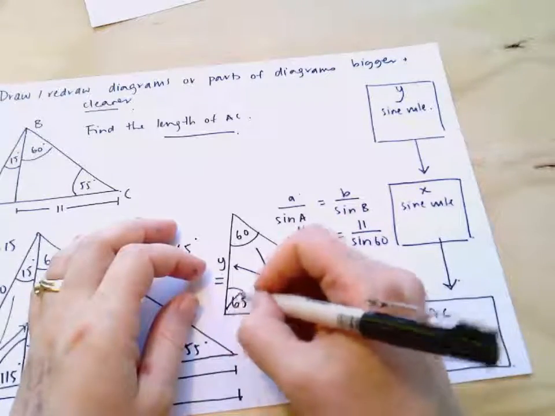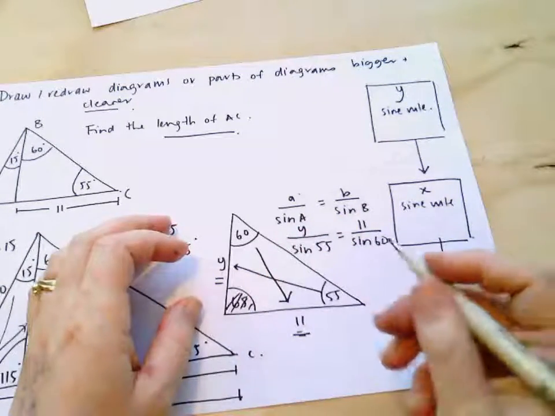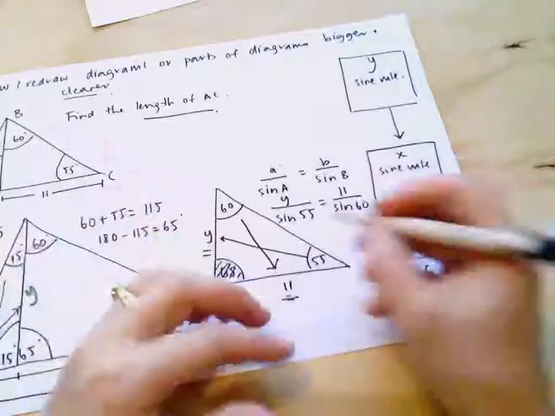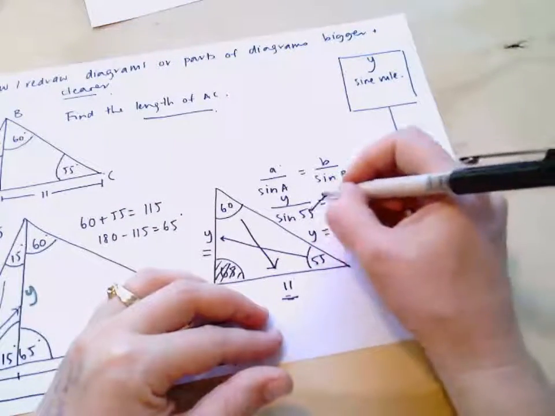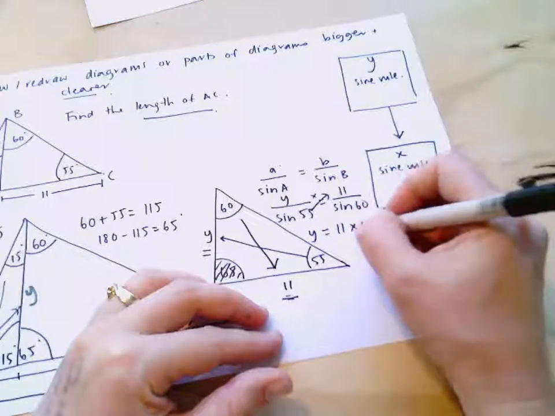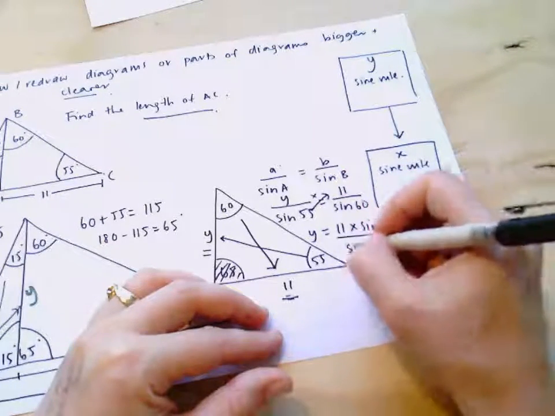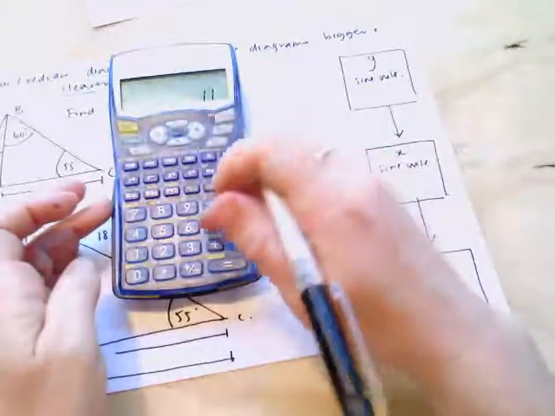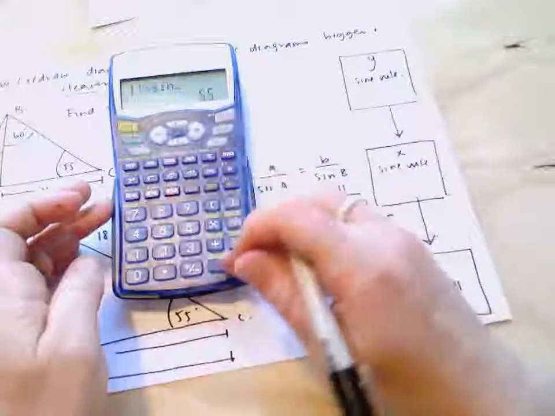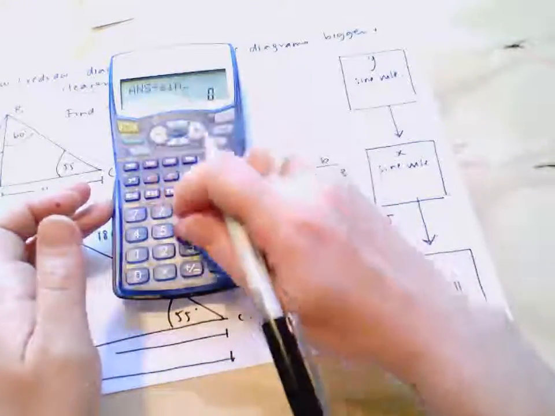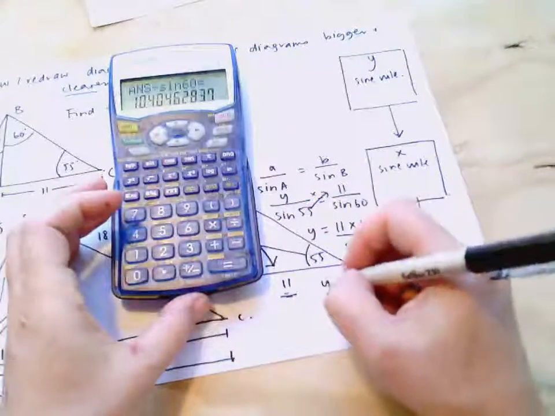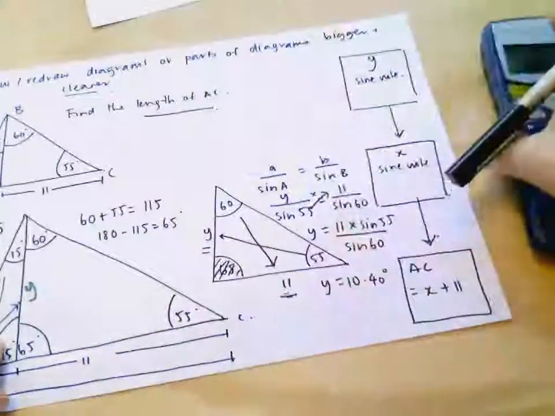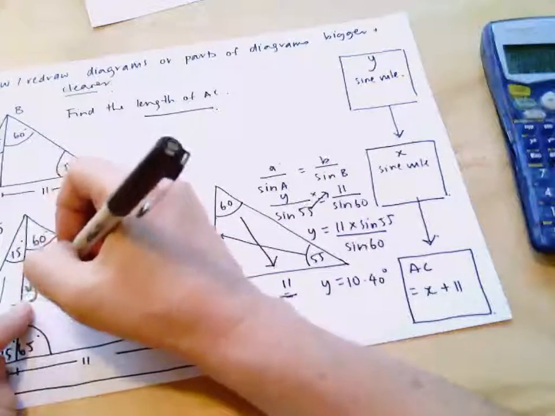So this one here I didn't actually really need. So you've got to be able to discern which information is important here. So Y here is going to be, remember you bring this up and multiply, 11 times sine 55 over sine 60. So on my calculator, it's going to be 11 times sine 55 over sine 60. So I've worked out that my Y there is 10.40 degrees. So I've now got my Y is 10.40 degrees.